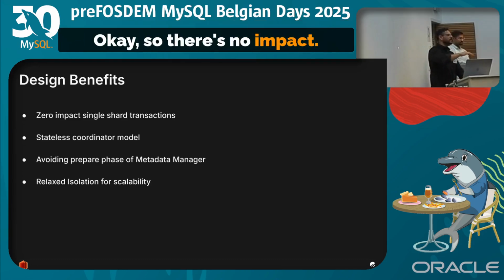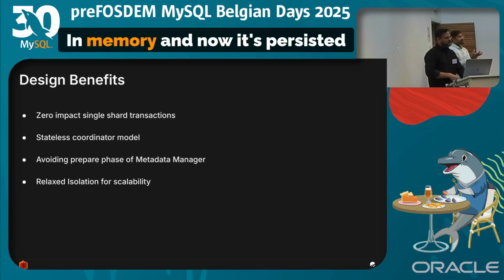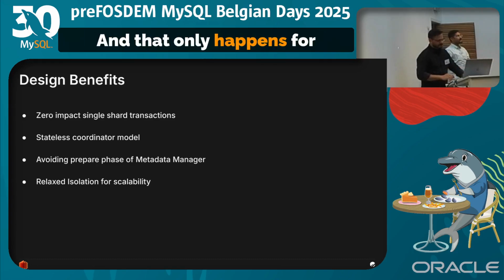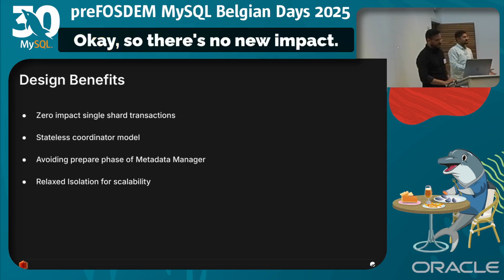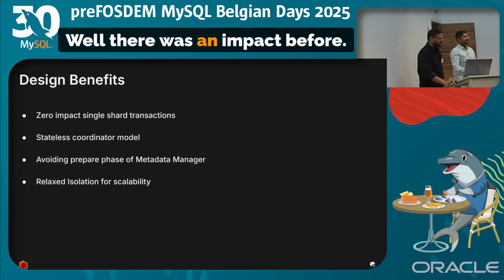Okay, so there's no new impact. So the VT tablet always remembered all that in memory. And now it's persisted into the database when the prepare call comes. And that only happens for multi-shard transactions, not for single shard. Okay, so there's no new impact. No new impact, but there was an impact before.